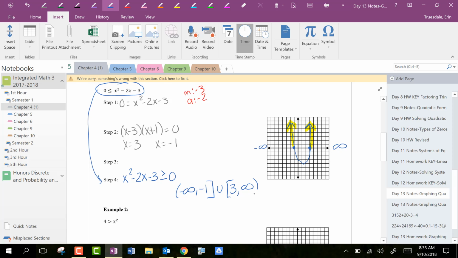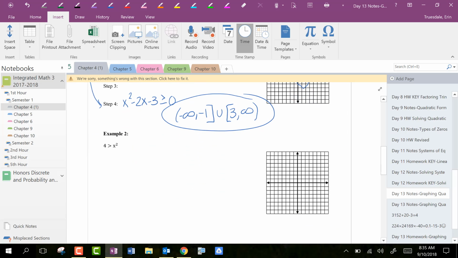Okay, so I described this interval and this interval because that's where the graph is above the x-axis, and that's what the problem was asking. Where is it greater than or equal to 0? Where is it above the x-axis? Questions? Yes, Courtney. What's with the U in the center? The U just means and. It's a mathy way to write and. You don't have to worry too much about that one. Good question. Anything else?